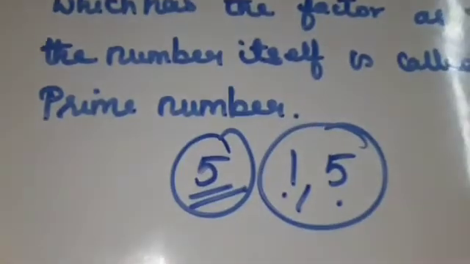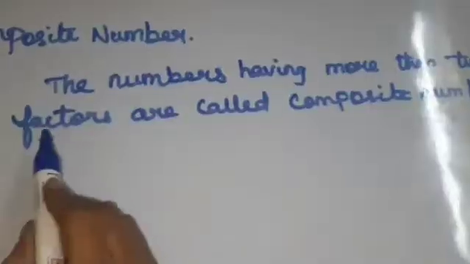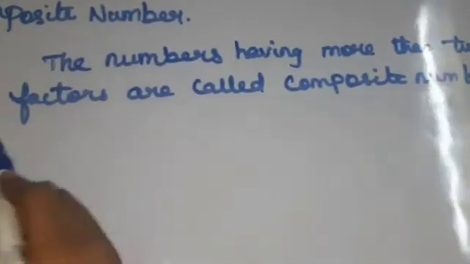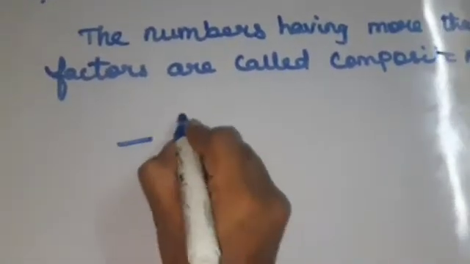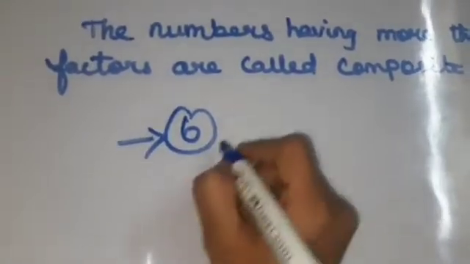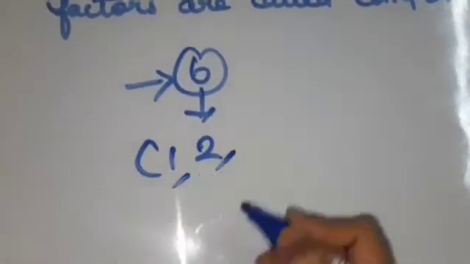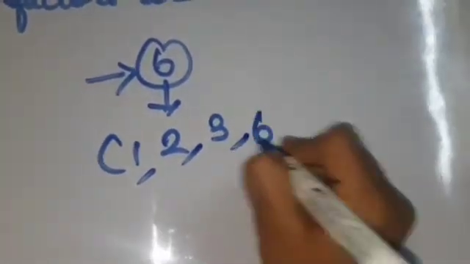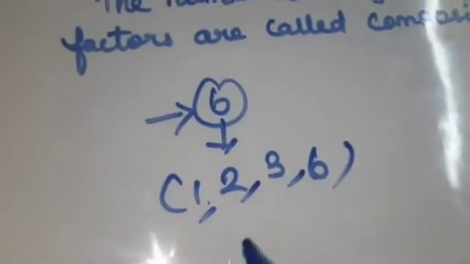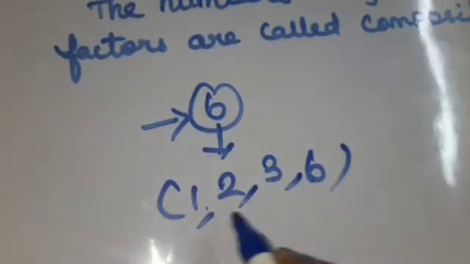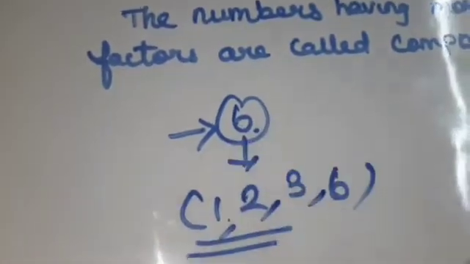Then what is a composite number? Let's get to know now what is a composite number. The numbers having more than 2 factors are called composite numbers. For example, we'll take the number 6. Write the factors of 6. 1, 2, 3, 6. So, these are the factors of 6. So, a number which has more than 2 factors is called a composite number.